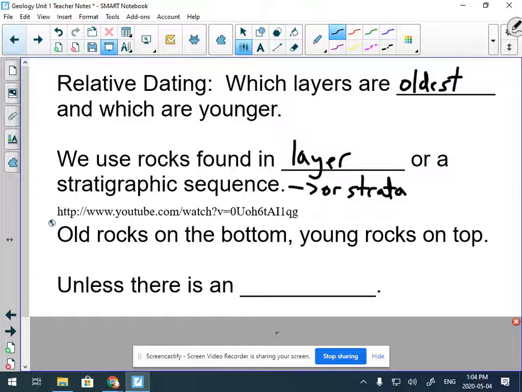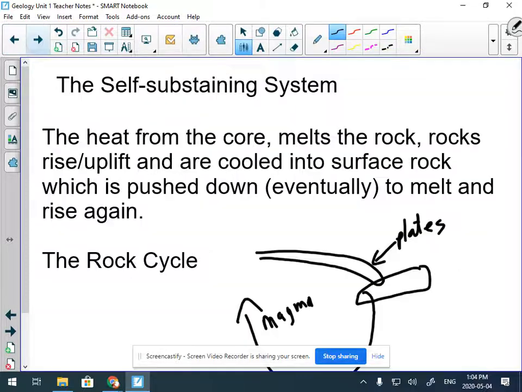And that works except if there's an intrusion or slippage. So magma can come blasting up through some of these layers, and magma usually is really young, or the plates can start to get pulled underneath, and that makes things a little bit confusing.